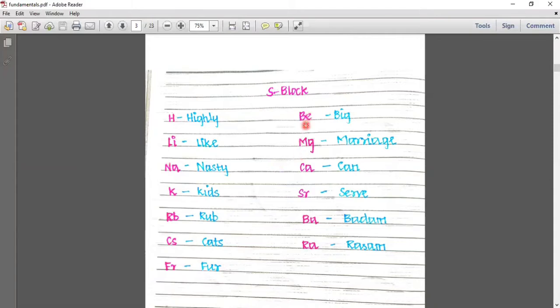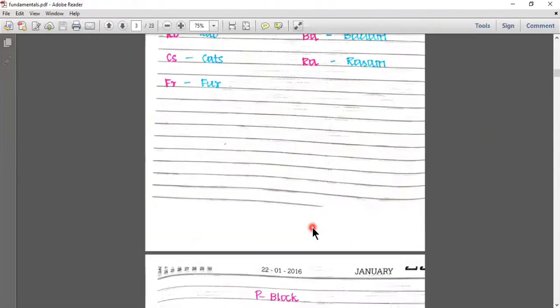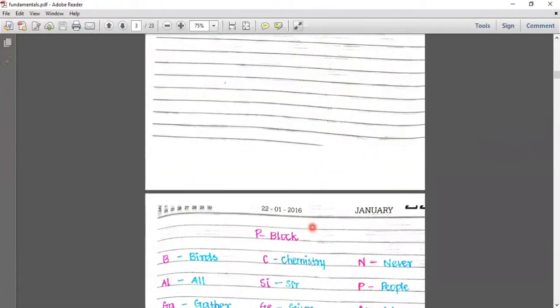Second group: beryllium, magnesium, calcium, strontium, barium, and radium. So, "Big marriage can serve badam rasam." This is the s block element. Next we'll pass on to the p block elements.